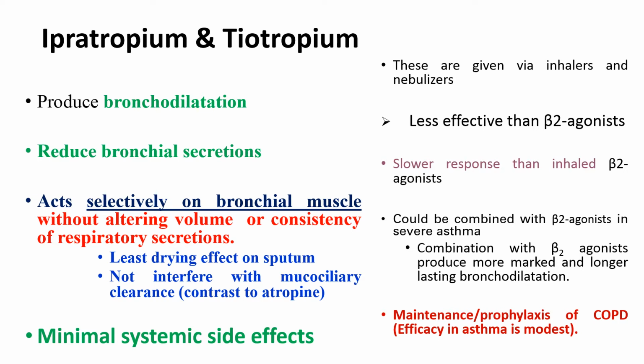But if you compare these compounds with the beta-2 agonistic agents, they have a relatively slower onset of action. So you will get a slower response with these agents compared to beta-2 agonistic agents. But the good thing is that if you combine these anticholinergic agents with beta-2 agonists, particularly in severe asthma, you will get a very good response and a longer lasting bronchodilatory effect.